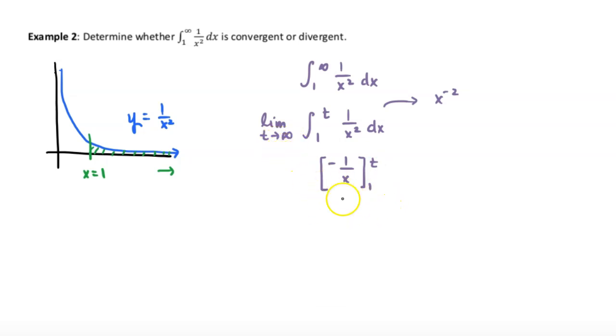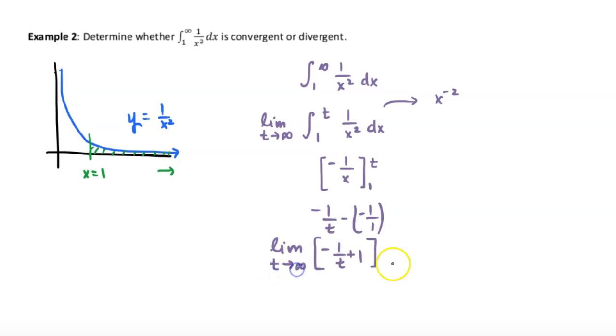And so before I'm worried about this limit, let's plug in our upper and lower bounds. We know we're taking -1 over t and subtracting this from a -1 over 1. And we said we'd like to simplify before worrying about a limit. Well, when I'm subtracting a negative 1 over 1, I'm just going to call this a negative 1 over t plus 1. And now I want to find the limit as t approaches infinity.